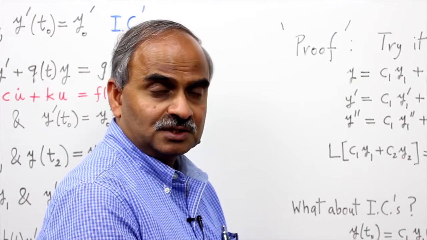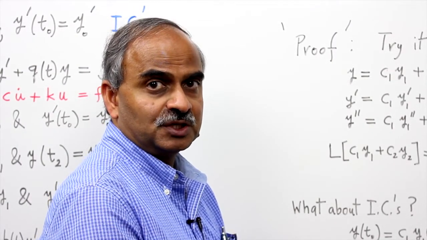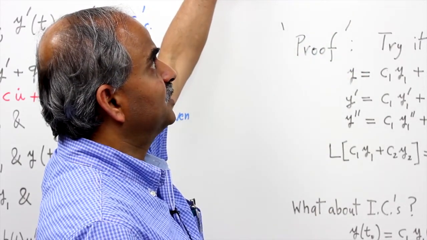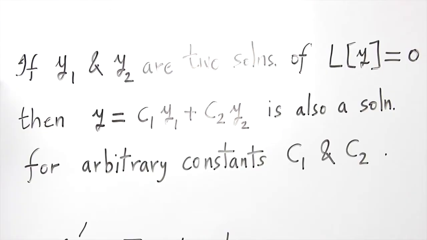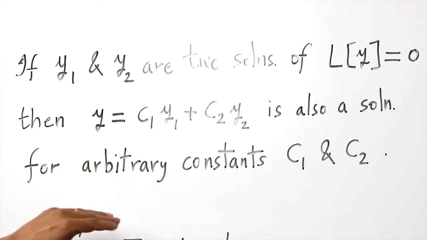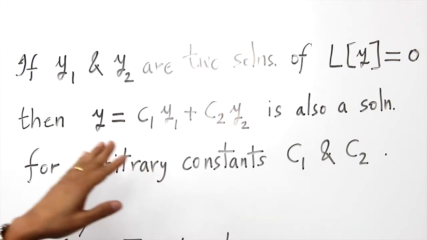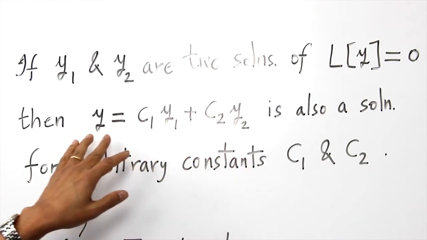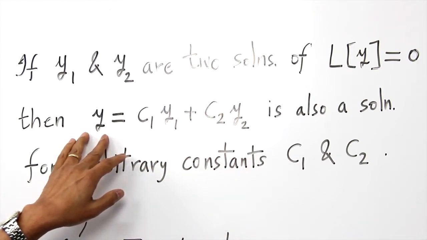So let's work with the homogeneous equation that we just introduced. And so we can observe a very important property that we are stating here, that if y1 and y2 are two solutions of the linear differential equation Ly equal to 0, then a combination of y1 and y2 involving arbitrary constants c1 and c2 is also a solution. And so y, which is a linear combination of two known solutions, also solves the original differential equation.